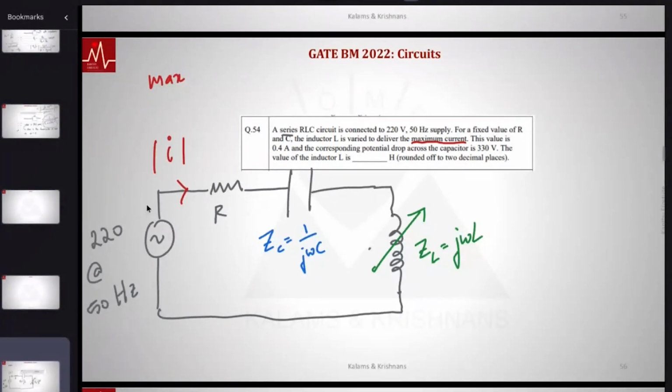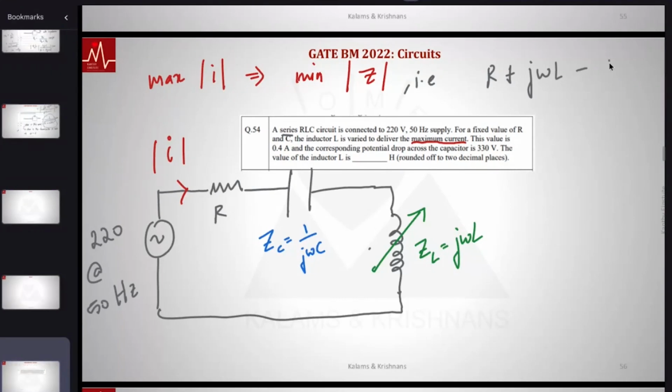So the first point that I'm going to focus on is maximum current. Let's say the current I, max current. This implies minimum impedance. That is R plus j omega L minus j by omega C. The magnitude of this is minimum. When does this happen? Your omega square is 1 by LC. So you are keeping on varying the inductance so that the circuit's resonant frequency becomes this input frequency 50. Right now, you don't know the capacitance. You know the capacitance, you can find that.